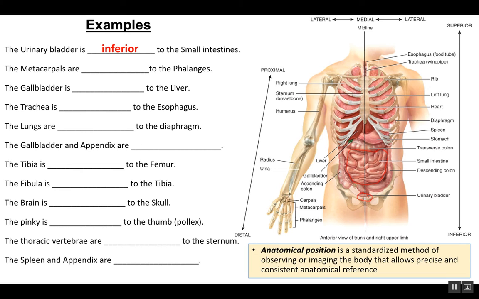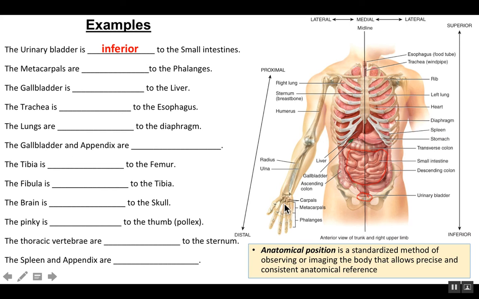Okay, let's look at the next statement. The metacarpals are what to your phalanges? Well, let's find the metacarpals. The metacarpals are bones in your palm. Okay, so the metacarpals are in your hand. Phalanges are in your fingers. So looking at this comparison, and it's in an arm, so we often will be using proximal and distal when we're studying the location of structures in arms and legs.